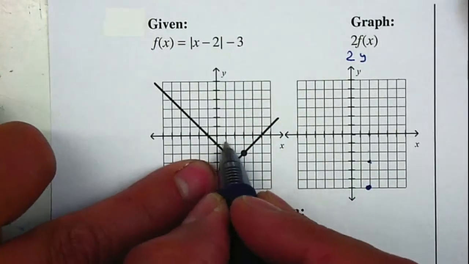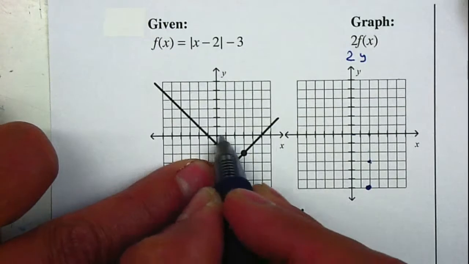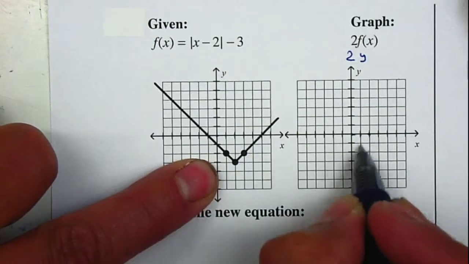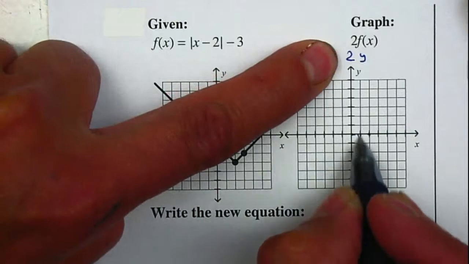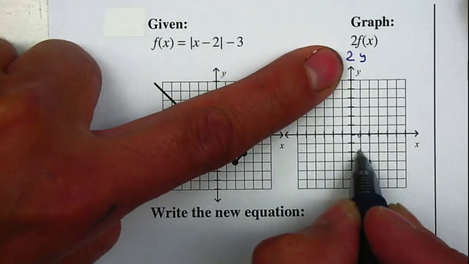So the next point, I'm going to grab this point here, (1, -2). I'm only multiplying my y value, which is -2, by 2. So it becomes -4.